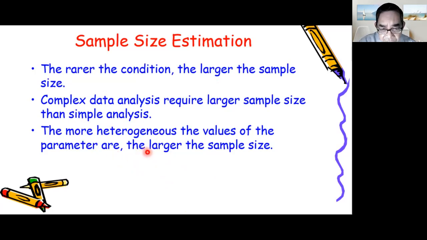The more heterogeneous the values of the parameter are, the larger the sample size. And heterogeneity of the values is normally seen from the standard deviation of the parameter that you want to estimate.